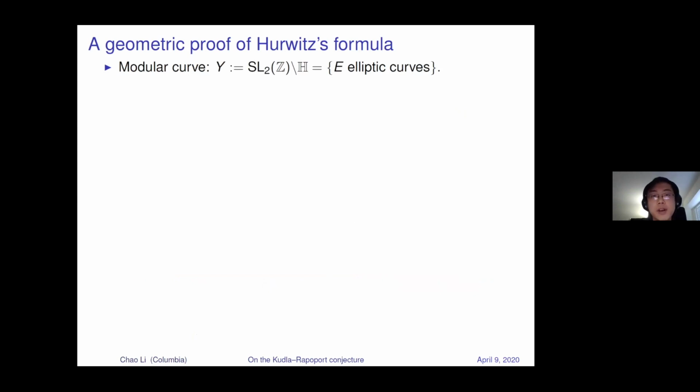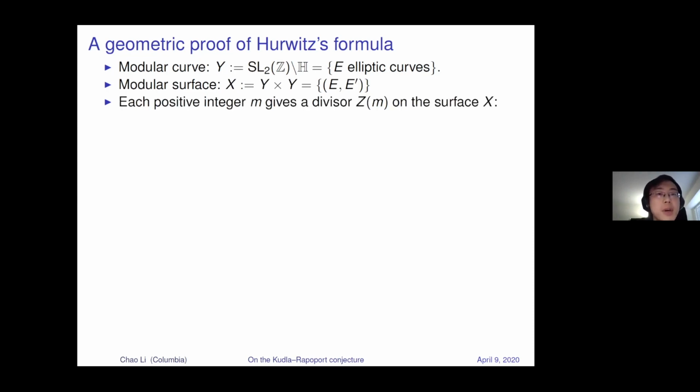Let me remind you why this level 1 modular curve, the quotient of the upper half plane by SL_2(Z), is also the moduli space of elliptic curves over complex numbers. The main player of the proof will be this modular surface, formed by a self-product of 2 copies of the modular curve, which has a modular interpretation in terms of a pair of elliptic curves.